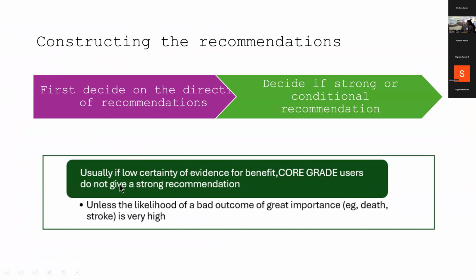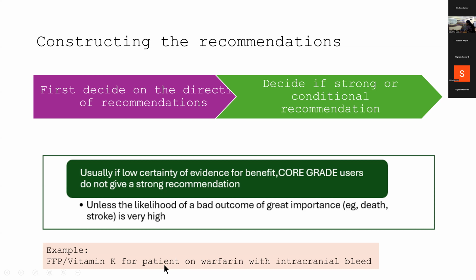Yeah, so when you construct the recommendations, you decide the directional recommendation first, and then you decide on the strength. Usually, if you have low certainty of evidence, you never give a strong recommendation. The only exception is if you have a very high risk of death. For example, giving FFP or vitamin K for patients on warfarin with intracranial bleed. There is no strong evidence, but what is the alternative? The alternative is death. That's why you make a strong recommendation for giving vitamin K or FFP.